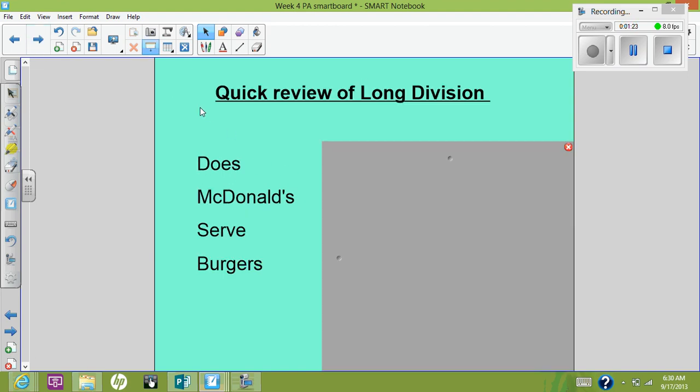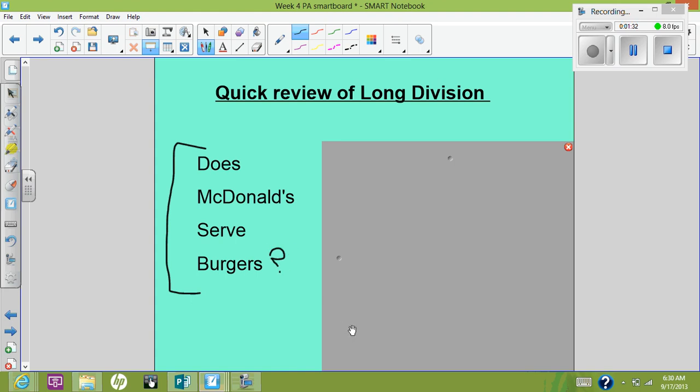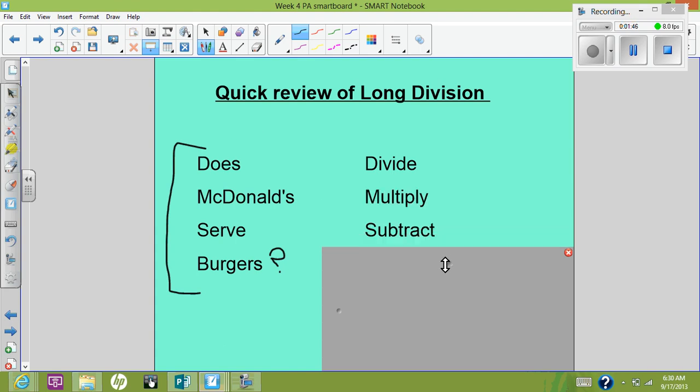On the same page, go ahead and write this quick review of long division. And I like to use this little sentence, does McDonald's serve burgers, to help me remember the steps for long division. Each word represents one of the steps of long division. The D in does goes with divide, the M in McDonald's goes with multiply, serve goes with subtract, and burgers goes with bring down. And we're going to work through an example of each of these steps so that you can see what it actually looks like in a problem.